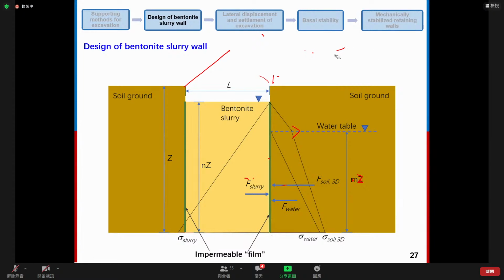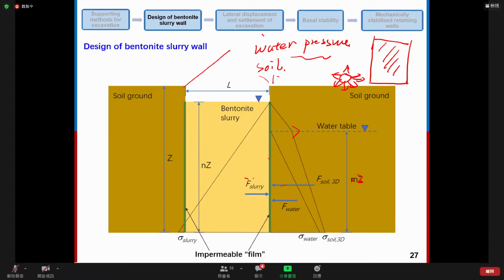So this is actually because of the difference between water pressure and soil pressure, okay? For water pressure, it's the same in every direction. For example, if we have, let's say, an excavation and then we have water inside here, the water pressure only changes with the depth.